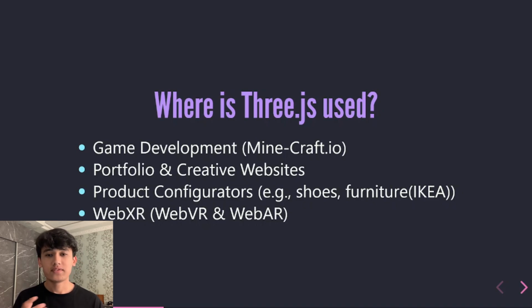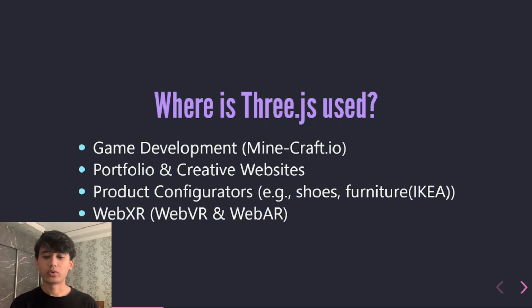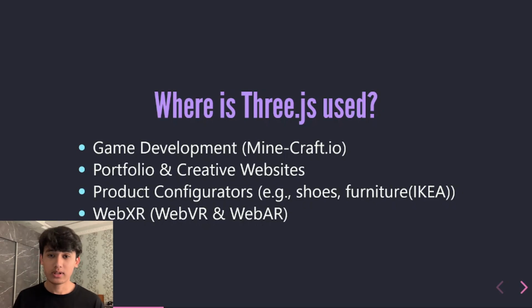And as we have seen in the examples before, you can create your portfolio or any kind of creative website with 3D. And about product configurators, for example, IKEA has a configurator on their website where you can put any of their furniture inside your room, of course in 3D. And lastly, AR and VR technologies.